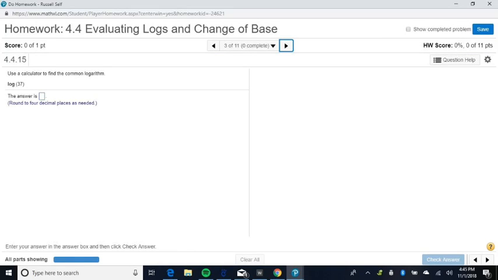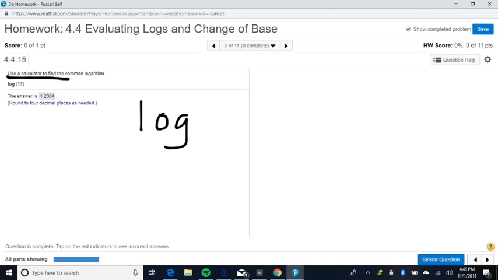Okay, and now is where we get into just simply using the calculator. So I'm going to show you these with the answers already there so that you can see, because I can't really show you what's going to happen because I don't have your calculator. So you're going to use whatever calculator you have. But if it says use the calculator to find the common logarithm, common logarithm means that it's base 10.